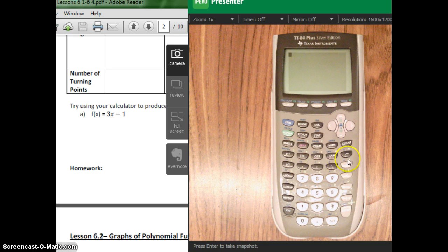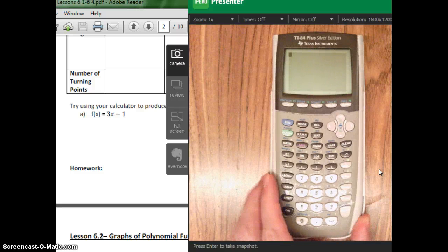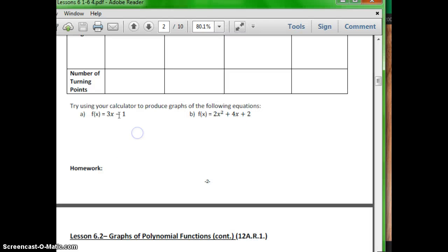So let me load up my graphing calculator. There it is on my table. There's my hand flying over. Isn't that crazy? So we're going to try using the document camera and the calculator in order to graph these different functions. The first function that we wanted to graph is f of x equals 3x minus 1.